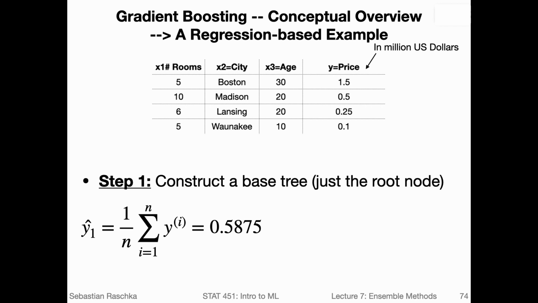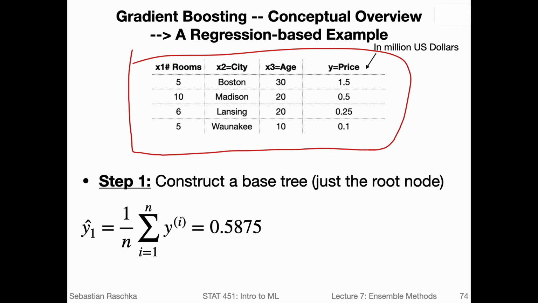But let's just get started and talk through this regression example, and I think then everything will become more clear. So here I made this simple data set. This is not really based on real data, it was just an educated guess. So what we have here is a house price prediction problem where the price is in millions of US dollars. So we have 3 features. 1 is the number of rooms, 2 is the city, the location, and 3 is the age of the house.